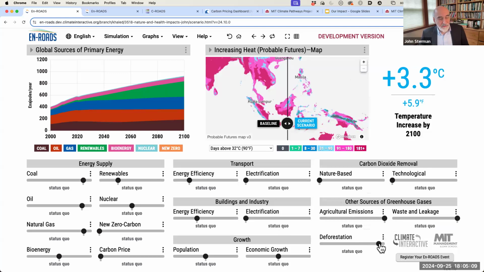And likewise here, few people are going to tell us we should have more deforestation. Most people want deforestation to fall. Does that help?